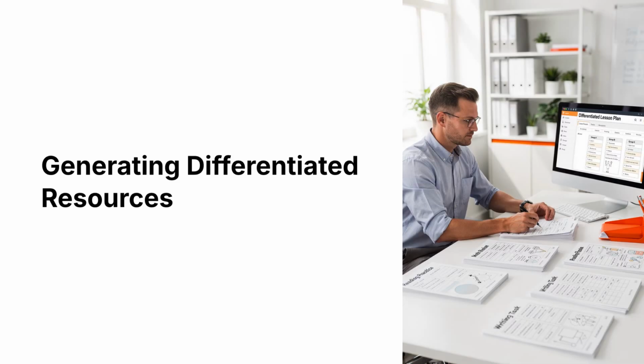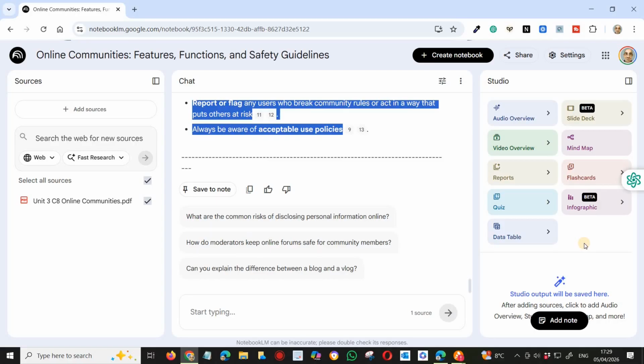Even better, you can ask the chat for differentiation. For example, you may want to put simplify the main points of this document for a student reading at a 4th grade level, or generate a vocabulary list with definitions and root words for this source document. It's the ultimate time saver for creating differentiated resources.